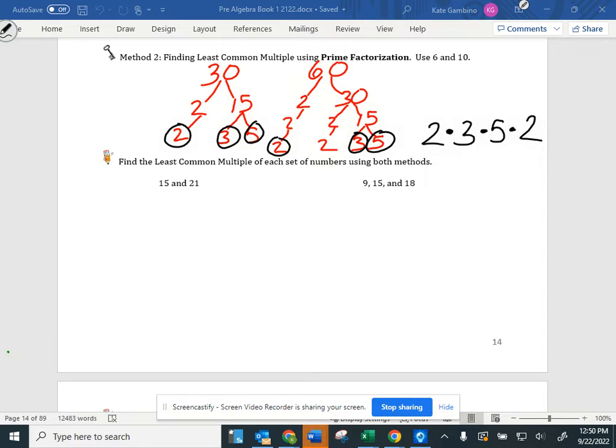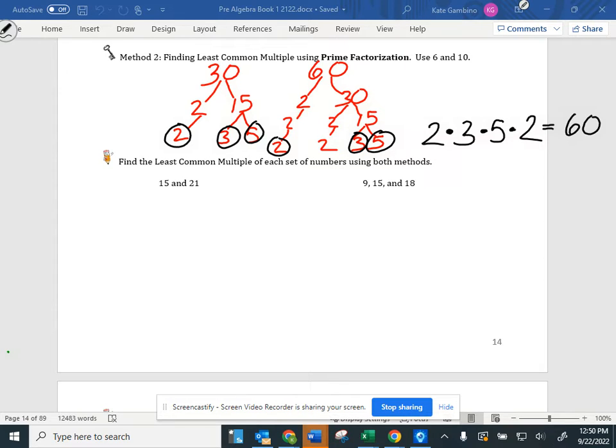Okay, so now I'm going to find the least common multiple of 30 and 60. I'm going to multiply them together. 2 times 3 is 6. 6 times 5 is 30. 30 times 2 is 60. So their least common multiple is 60. I used an easy one because I wanted to show you how we do it when we share multiple factors and don't share factors.